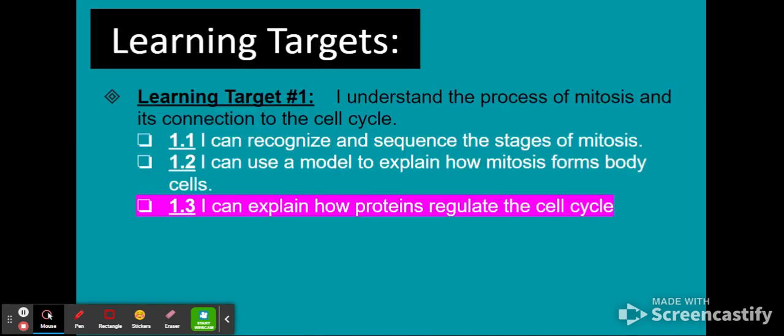If you have your note packet out, you can grab a highlighter. We're going to go ahead and highlight 1.3. I can explain how proteins regulate the cell cycle. So that's going to be our goal today.